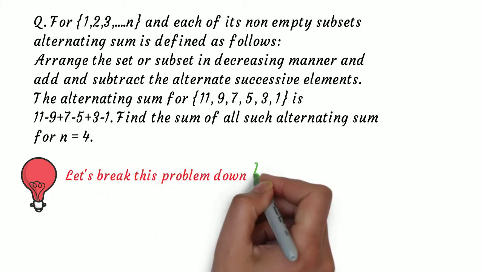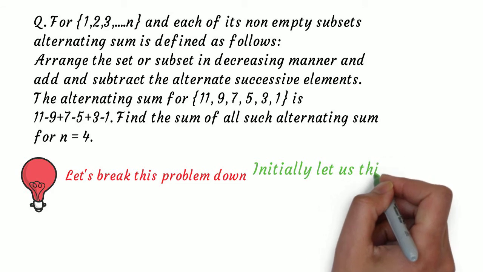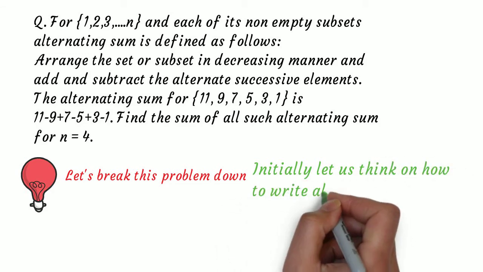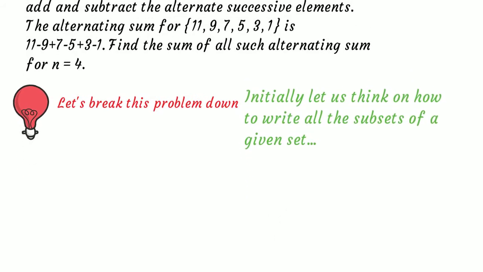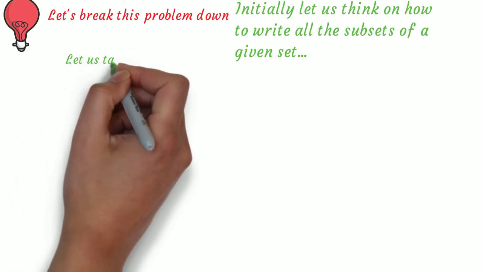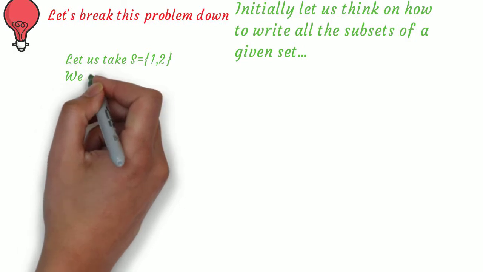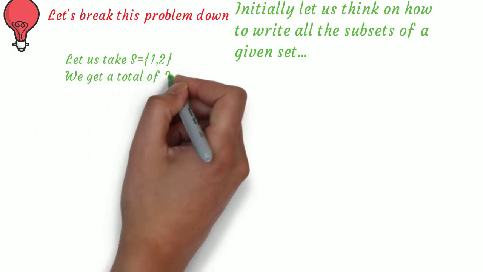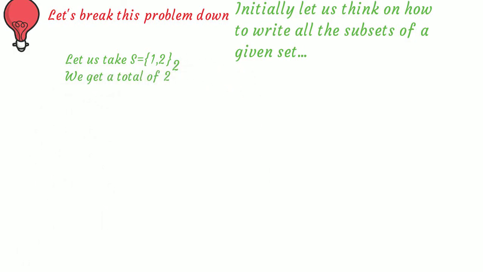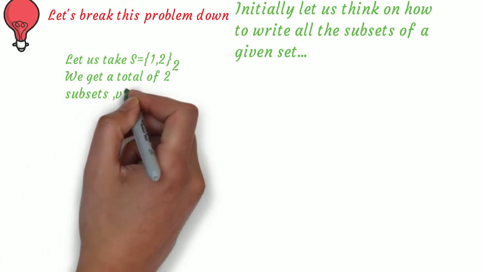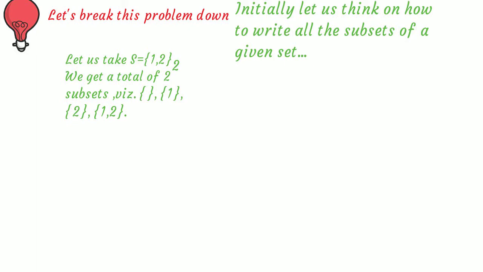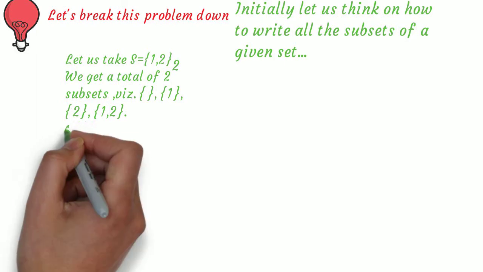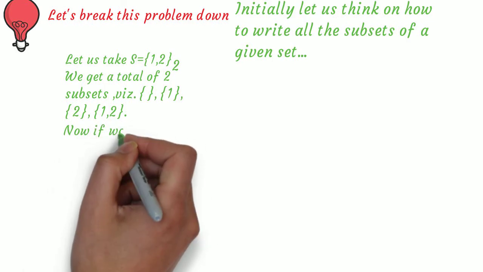Before solving this problem, let's solve an easier version of it, and that is to find all the subsets of a given set. Let us take S equal to 1, 2. Now, for a set containing n elements, the number of subsets is given by 2 power n. As the set has only 2 elements, the total number of subsets we have is 2 square, that is 4. And these are the null set, the set of 1, the set of 2, and the set of 1 and 2.